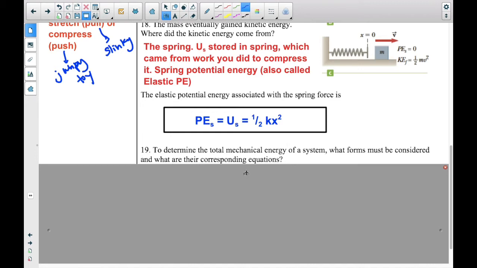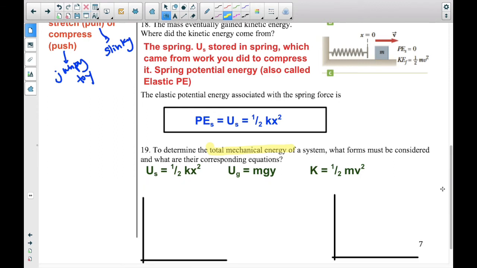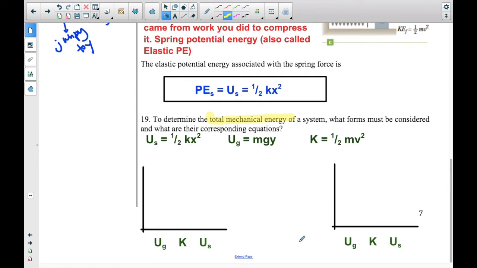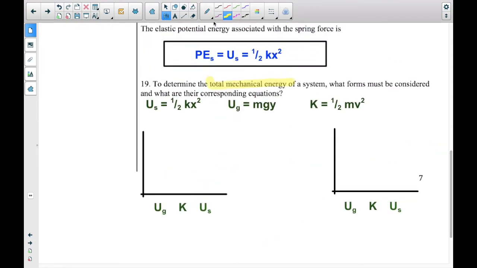All right, so now when we say total mechanical energy, what are we talking about? Well, we are talking about three things: spring potential energy, gravitational potential energy, and kinetic energy. All three of those are part of our mechanical energy. And so when we do our LOL charts, and we saw this already when we first introduced LOL charts, we need all three of those: gravitational potential, kinetic, and spring energy. And we're familiar with that with our LOL charts.